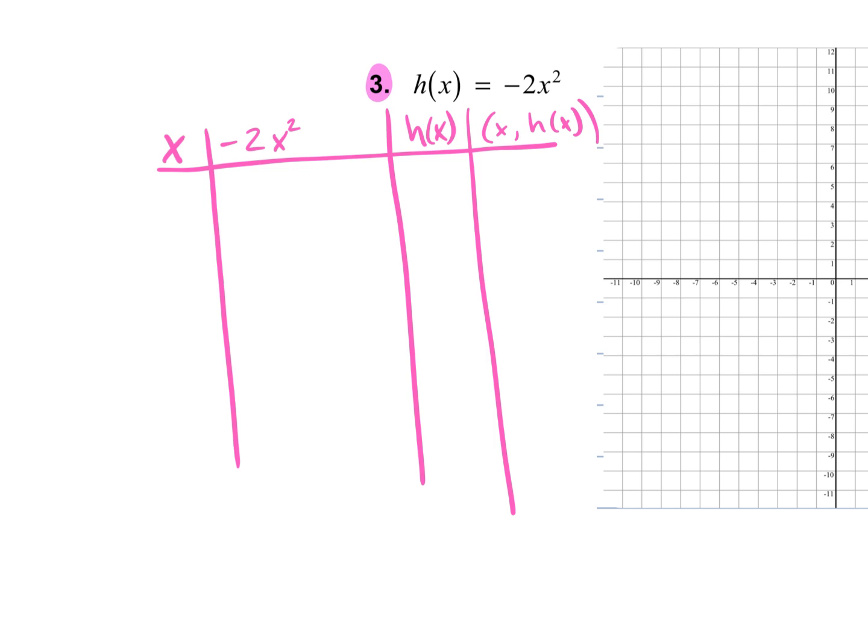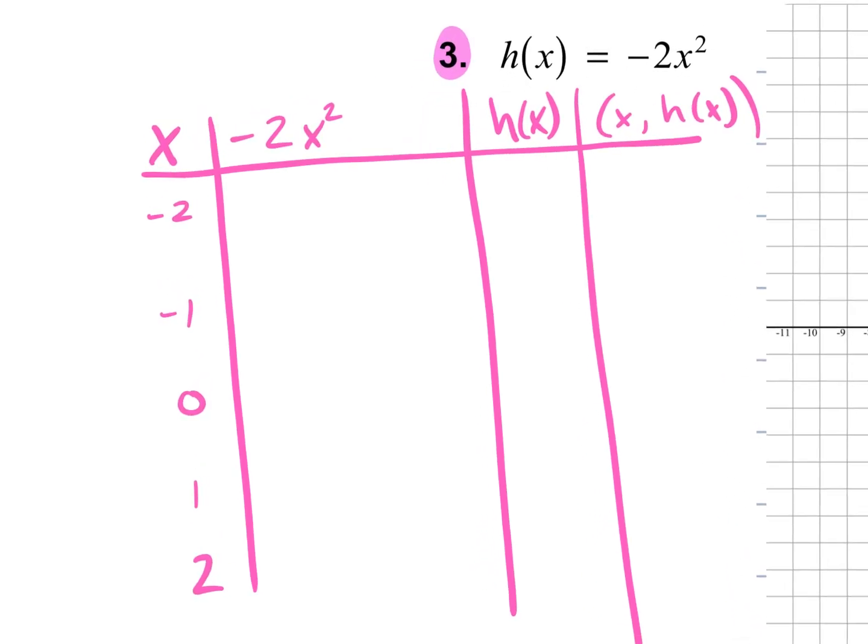So we always want to plug in, I'll tell you on the quiz tomorrow how many values, depending on how many questions we have. So either 3 or 5 numbers. Let's start by plugging in 5. So we'll plug in negative 2, negative 1, 0, 1, and 2. So we're going to plug it into our x. When you plug it in, make sure you follow your order of operations. So we have negative 2 times negative 2 squared.